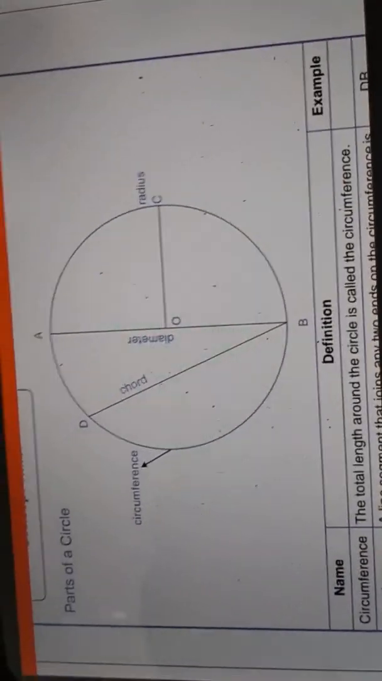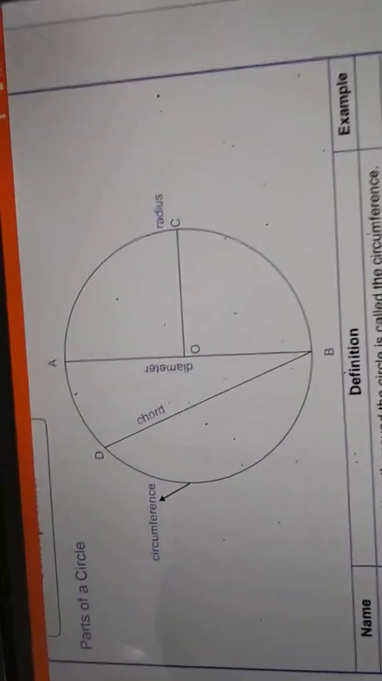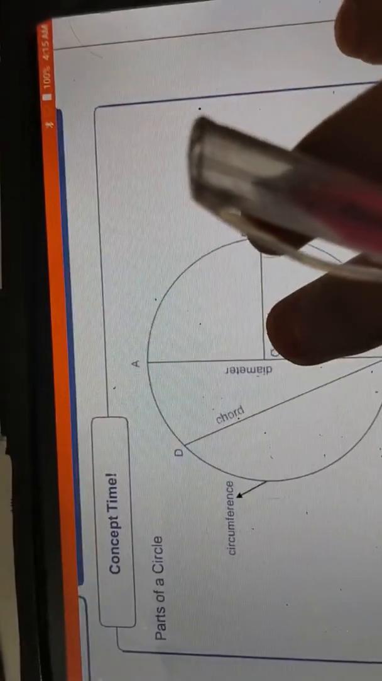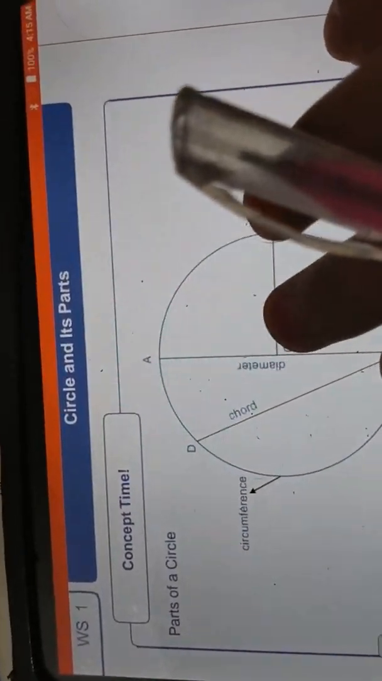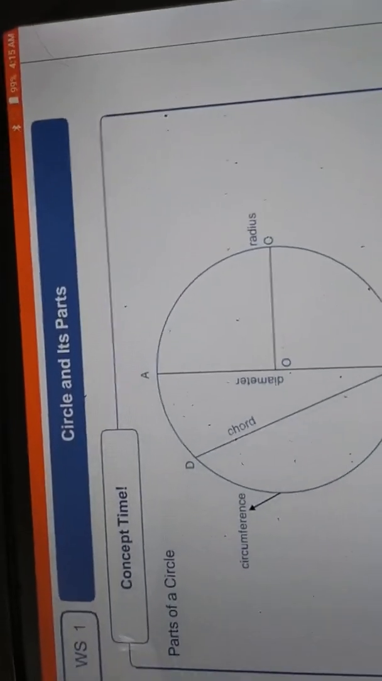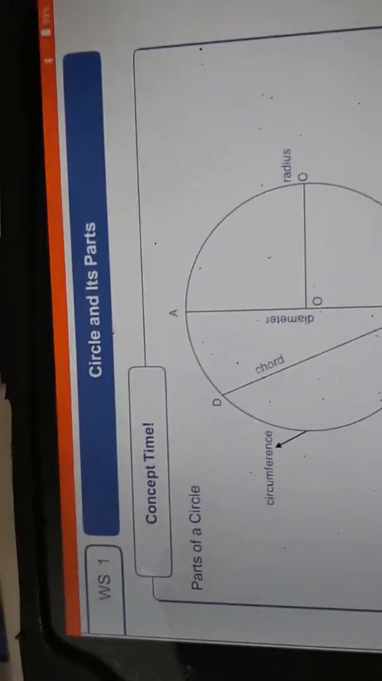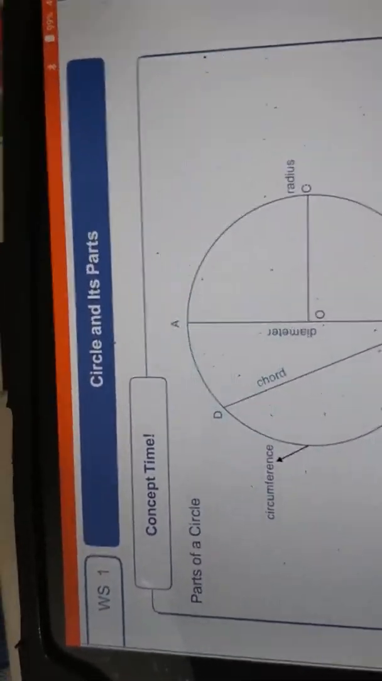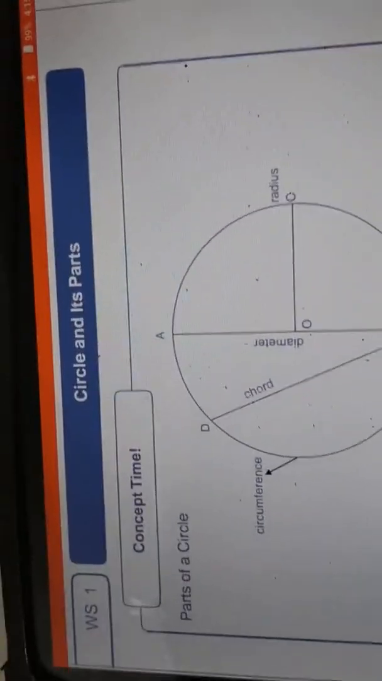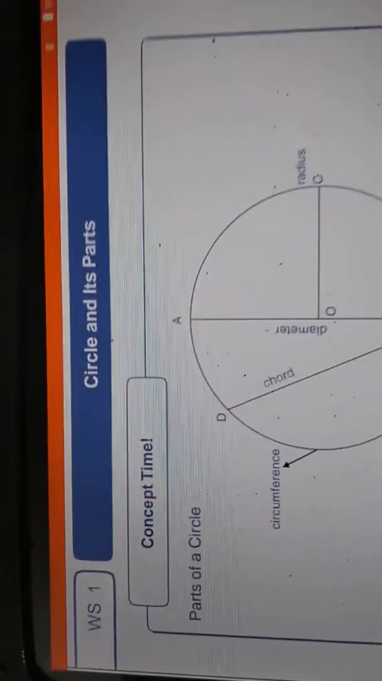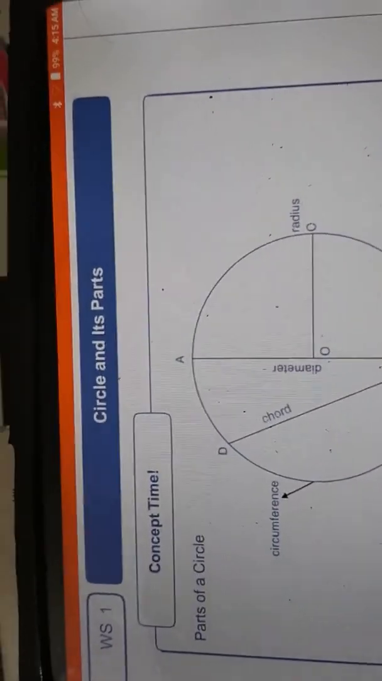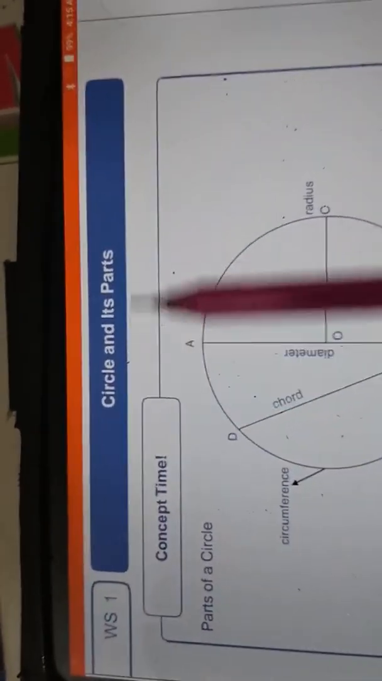So, students, today we'll start unit number 4. In unit number 4, we have to start worksheet number 3. But before starting worksheet number 3, we have to do some revision, because we have started our class after a long time. So, students, worksheet number 1, circle and its parts.